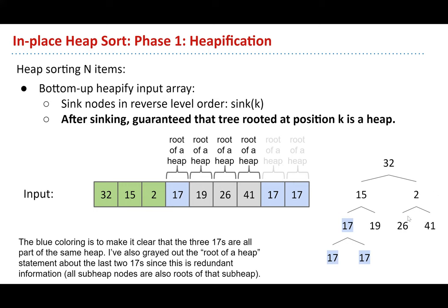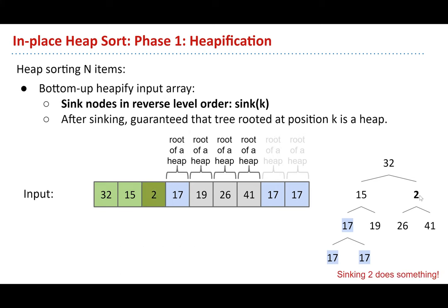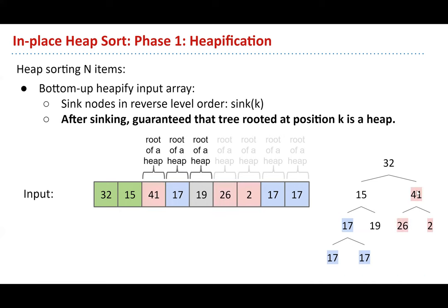How about 2? Is this the root of a max heap? No. So what we need to do is sink. And when we sink it, who's going to take over as the new boss? 41, good. And so now this is another heap. I have a red heap over here, and 41 is its root. So basically right now, I conceptually have 3 heaps, and then we have these 2 items I haven't thought about.